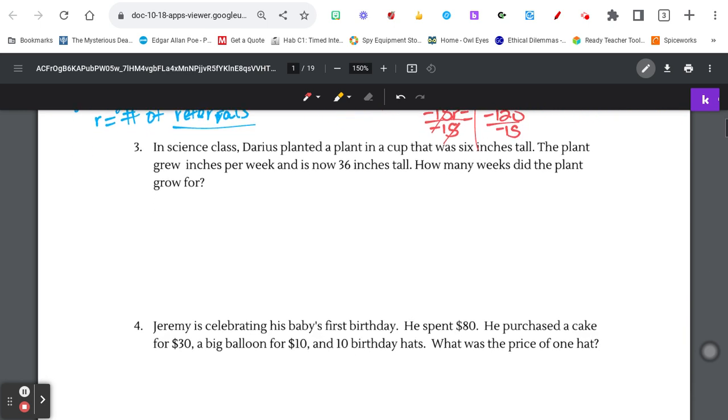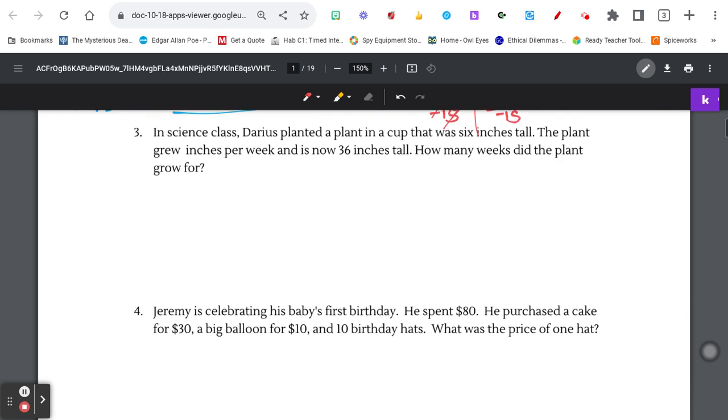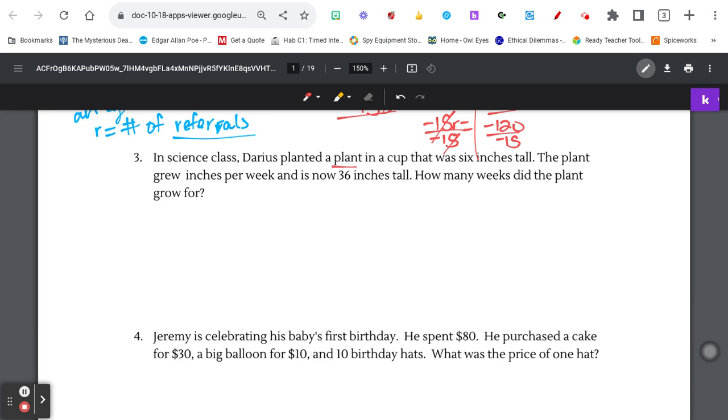Let's take a look at number 3. All right, in science class, Darius planted a plant in a cup that was 6 inches tall. Okay, the plant itself was 6 inches tall. All right, not the cup.